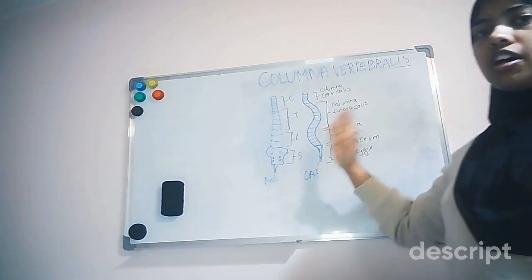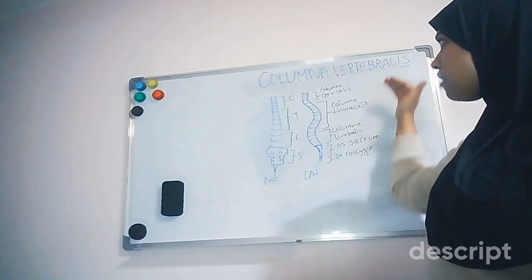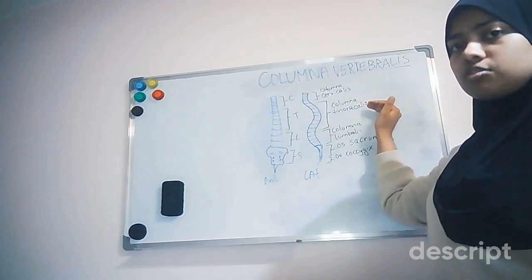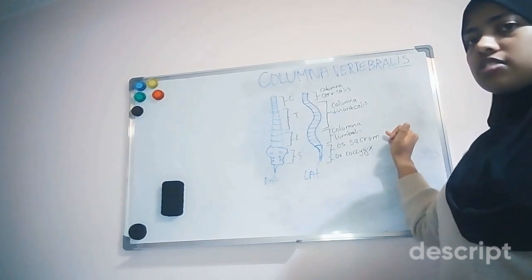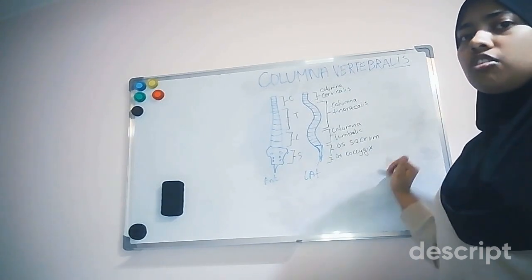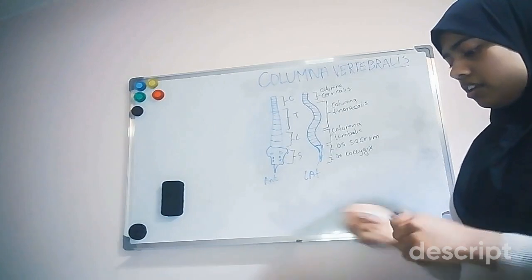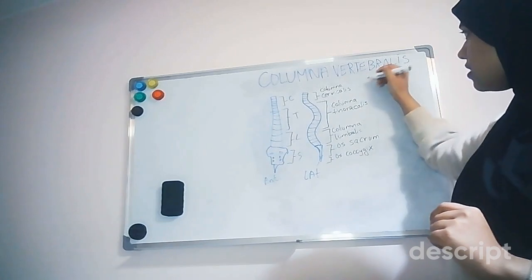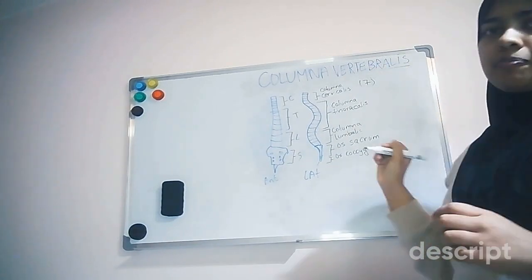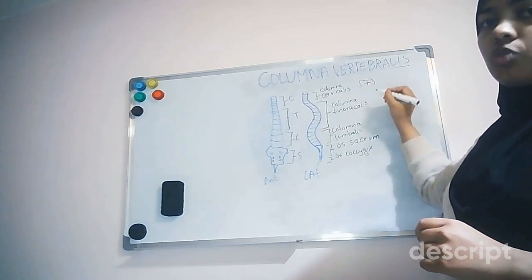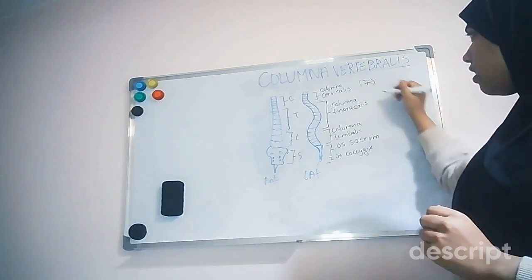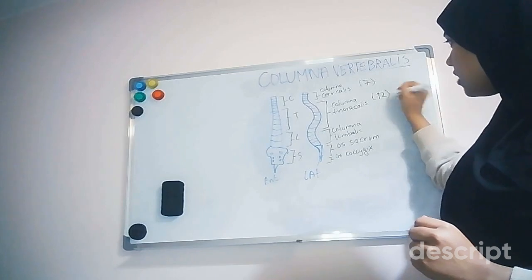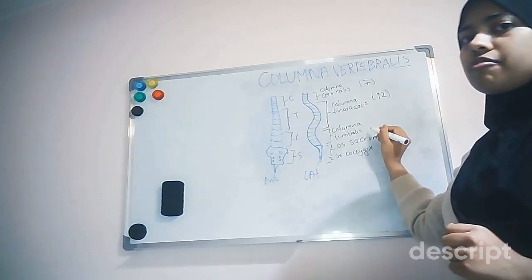This is basically what our spine consists of, these segments. We have columna cervicalis, thoracalis, lumbalis, os sacrum, and os coccygeus. In our columna cervicalis, we have 7 vertebrae. In columna thoracalis, we have 12. And in columna lumbalis, we have 5.